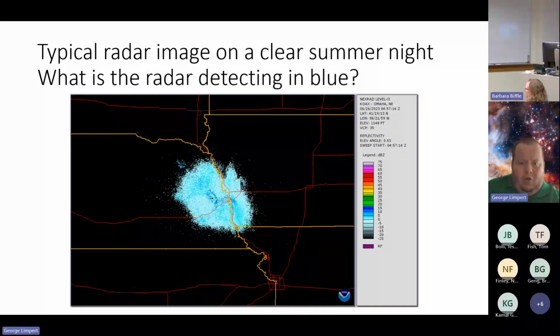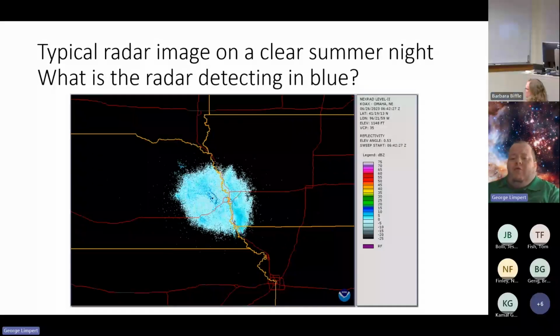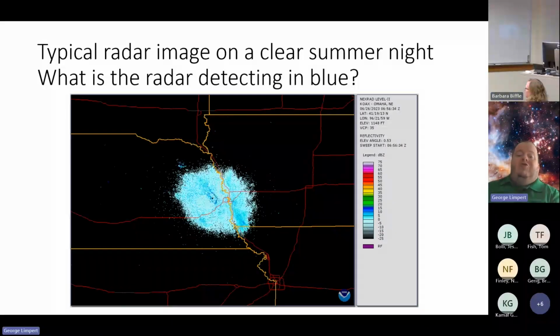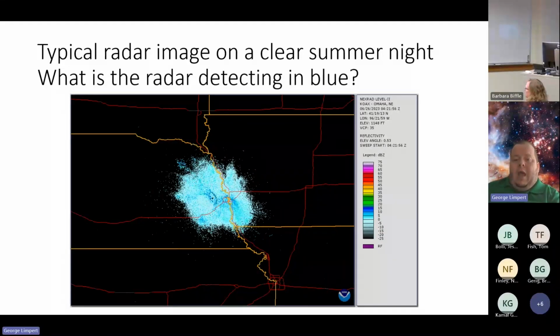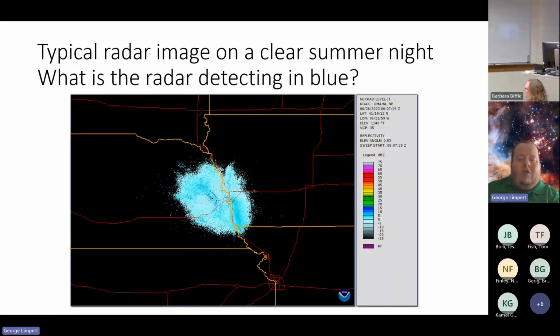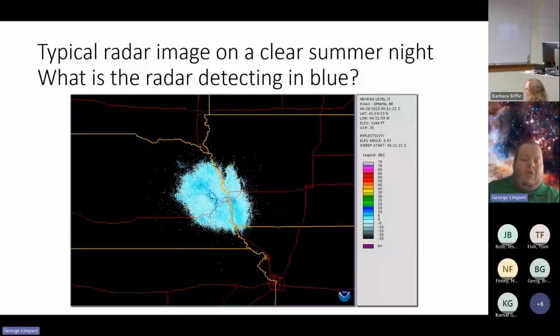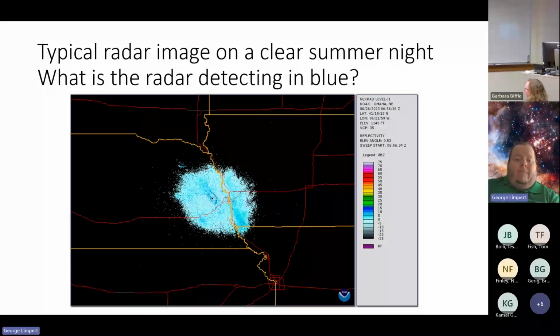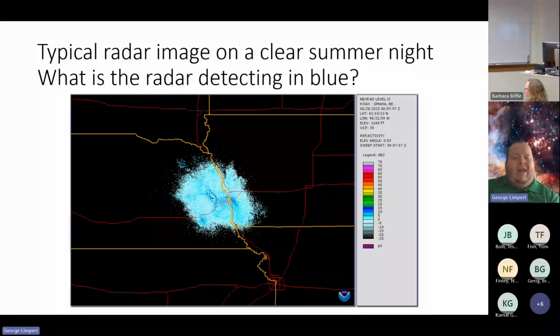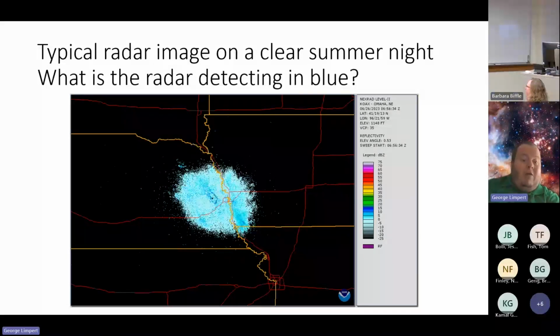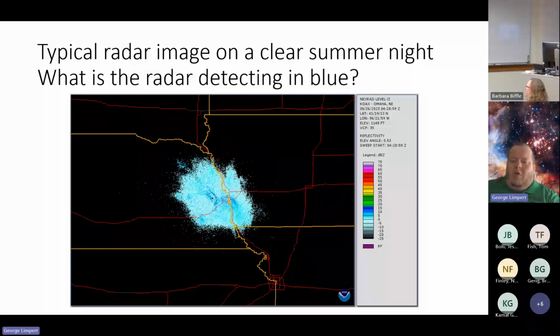And you have a loop here of just a bunch of blue stuff. And what you're looking at here is insects. There's no precipitation here. It's a clear night. And you can get an idea, if you look at the blue area here, that things are probably moving roughly from the northwest to the southeast. And this is all insects.